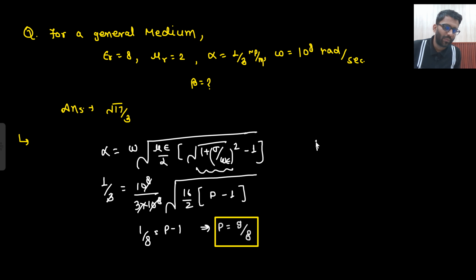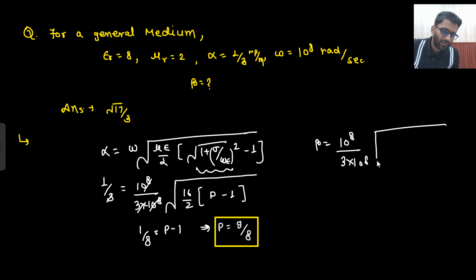Now what will be the value of beta? Beta will be omega by c, the same thing, under root mu r epsilon r. Exactly ditto the same thing will happen. So let me write down the value of beta now. Omega 10 to the power 8 divided by c, 3 into 10 to the power 8.